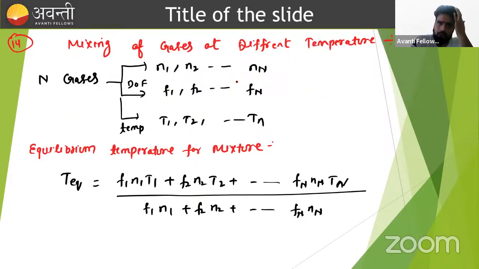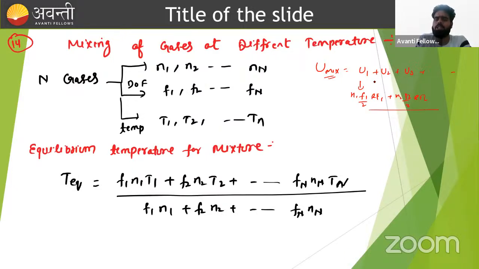Okay. Let's move to the mixing of gas at different temperatures. In the previous slide, the temperature was the same. Here, it is at different temperatures. So we can say that U mixture, where U means internal energy, can be written as U1 plus U2 plus U3 and so on. And how can you write it, sir? We know this can be written as N1 F1 by 2 R T1, N2 F2 by 2 R T2.